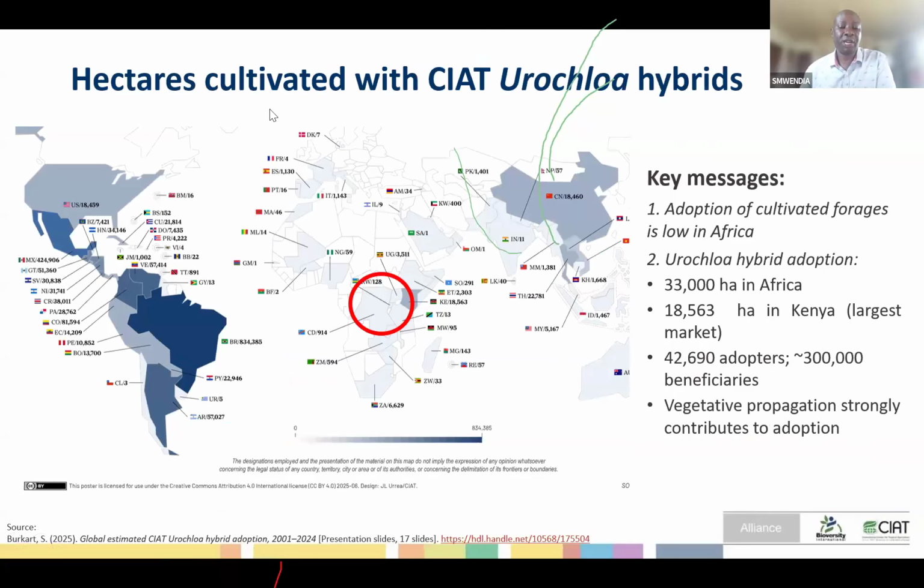In terms of an overview of Urochloa hybrids, the materials we have developed, looking at the globe, they are more adopted within Latin America. And in Africa, you can see on this color scale, where it's darker blue, it means they have really intensified. To be honest, in Latin America, we have over 100 million hectares covered with the Urochloa grasses alone.